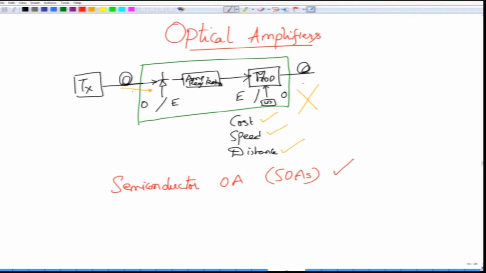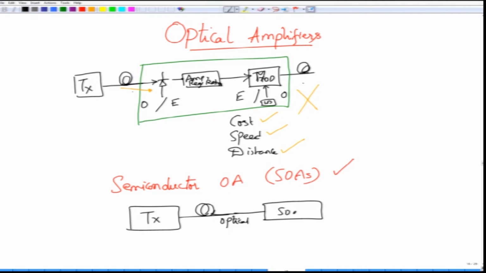So, what is the significant difference over here? You have an optical signal coming from a transmitter passing through the fiber. So, you have a signal that is completely optical, and then if you give this one to a semiconductor optical amplifier, what you would get would be an amplified optical signal. And this amplified optical signal you would get in the optical domain itself.